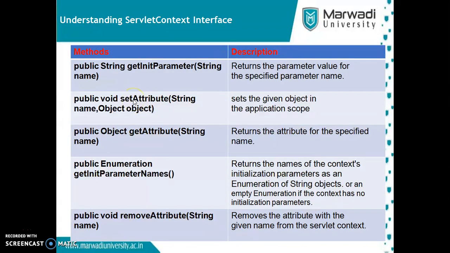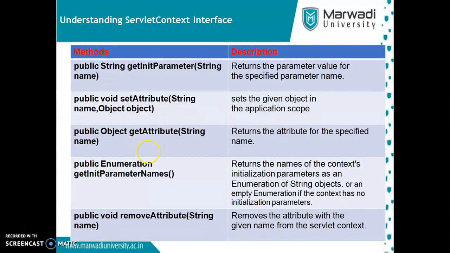Second, there is a set attribute. It is going to accept two arguments: one is a string object and the second is an object of type Object. Basically it is a key-value system. Whatever attribute you want to set, you can use this particular method. In the string, provide the parameter name or the attribute name, and the second, provide the attribute value.